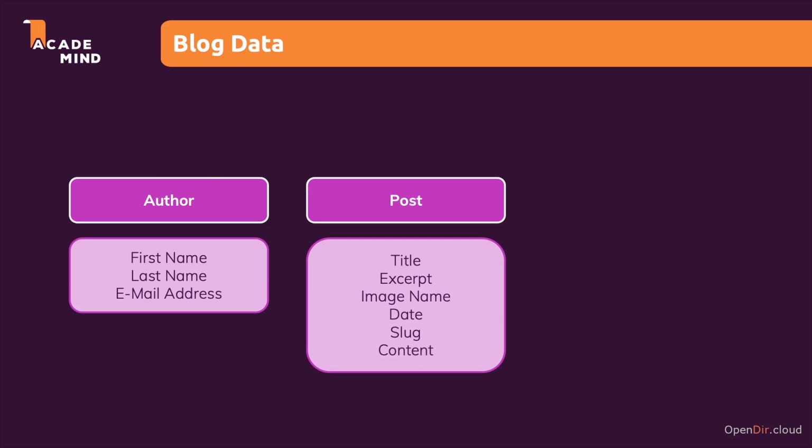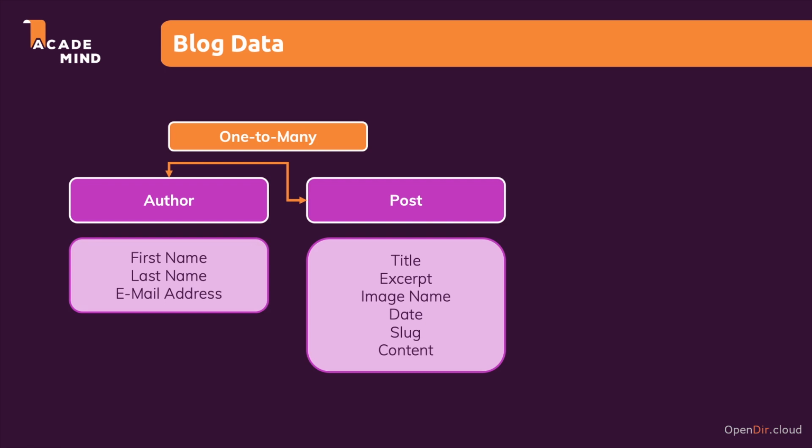Now, authors and posts should of course be related, and we have a one-to-many relationship here, because one post is written by one author, but one author of course typically has written more than one post. One author may have written many posts. That's why it's one-to-many. One author, many posts, one post, one author.